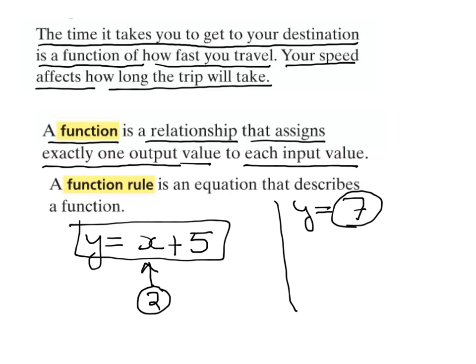A function rule is an equation that describes a function. So this y equal to x plus 5 is a function. And what is the rule? The rule is for any input which is given to x, 5 is added to it, and the output will be the y value. So that is a function rule.